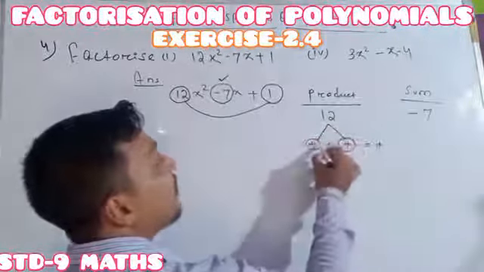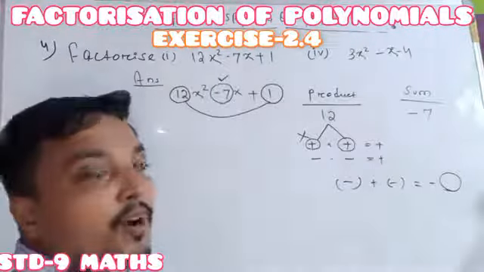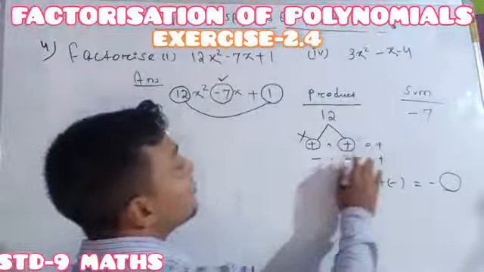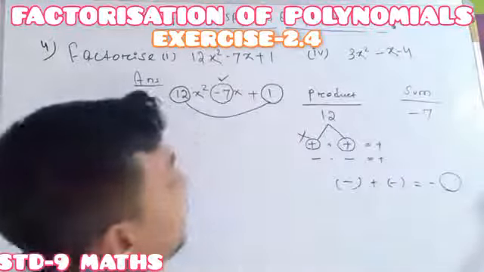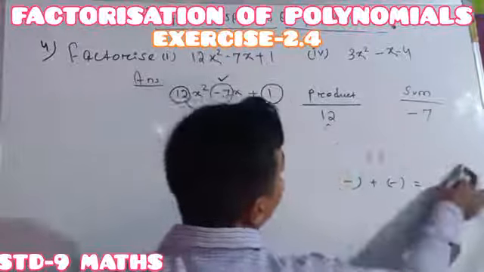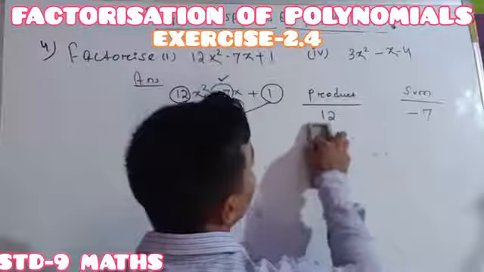Also, whenever we add a negative with a negative, we add their numerals and the common sign will be minus. So one thing is confirmed: both numbers have to be negative. So one thing I got is that both numbers are negative. See.